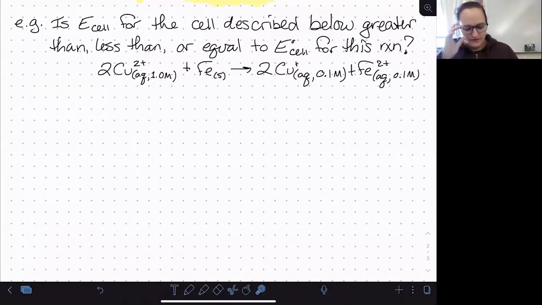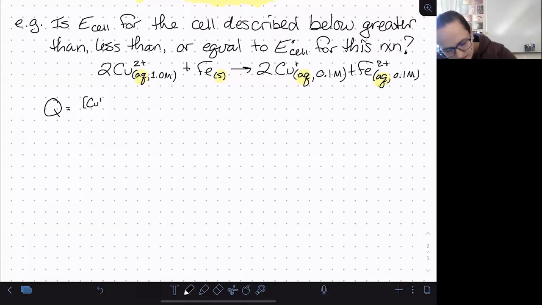So the first thing we need to do here is write our equilibrium expression so that we'll be able to calculate Q. Just like any other equilibrium expression, we will have products on top divided by the reactants, raised to the power of their coefficients, ignoring liquids and solids. So if we look at our states of matter, we see that we have one solid here, so this guy is going to get left out of our expression, but both of our products are aqueous, so those will be included. So on the top, we'll have the concentration of Cu plus, and that gets squared since it has a coefficient of 2, times the concentration of Fe2 plus, and then on the bottom, we have Cu2 plus squared.